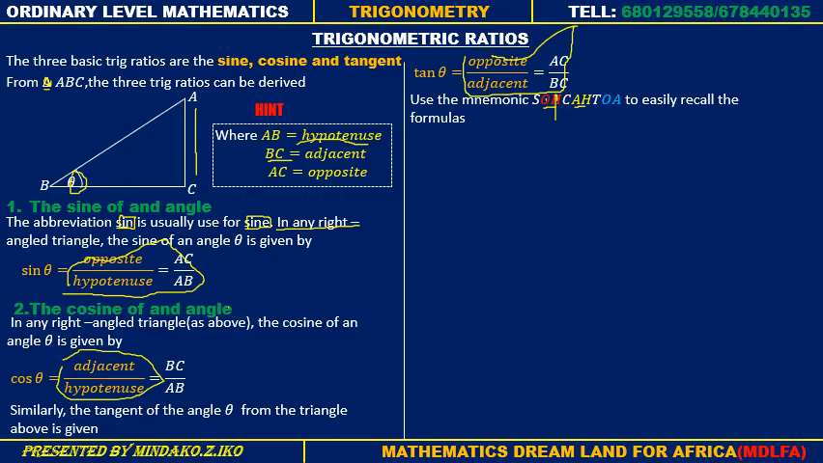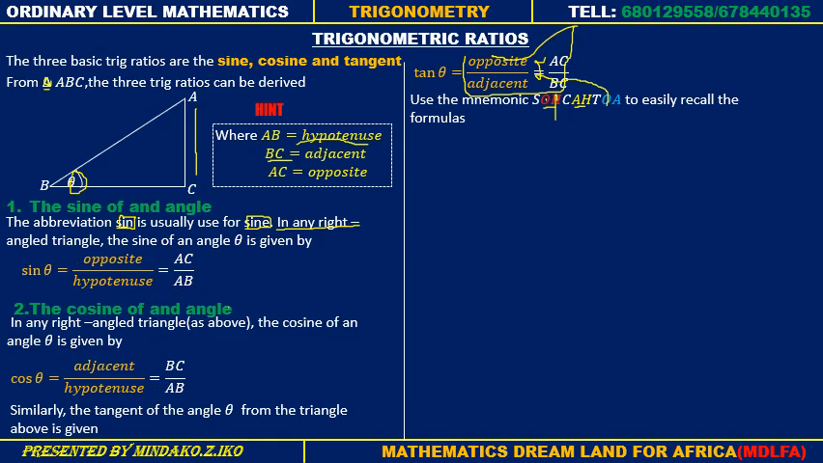For the S case again, for S we have OH. The O stands for opposite and the H stands for the hypotenuse. So sine theta is opposite over hypotenuse, and for cos theta it is adjacent over hypotenuse, and for tan theta, which is TOA, it is opposite over adjacent. So you can see it directly from here.